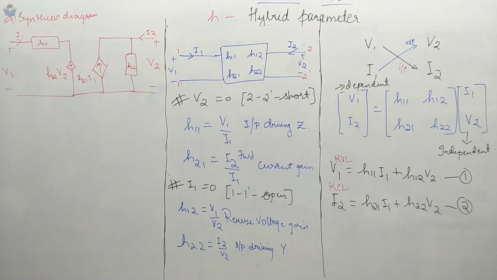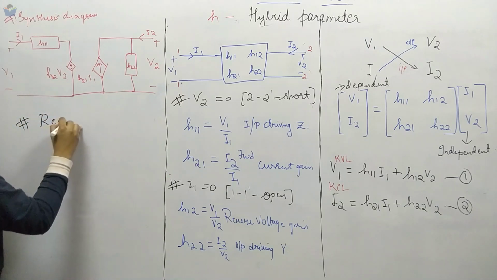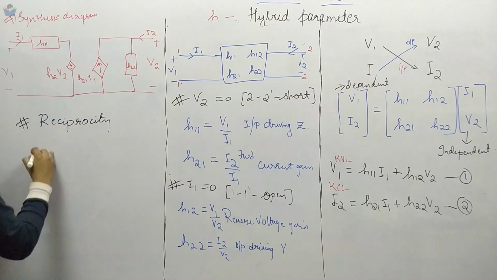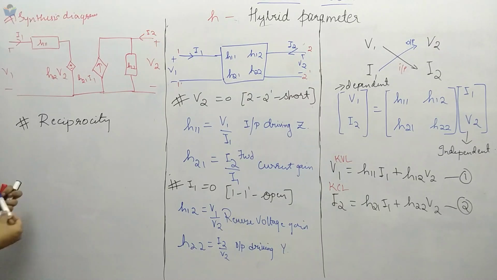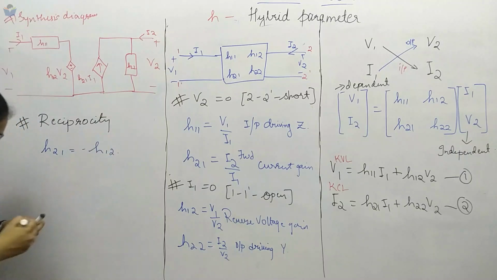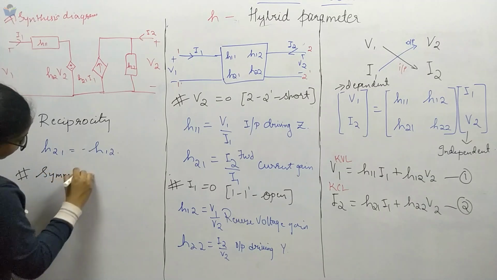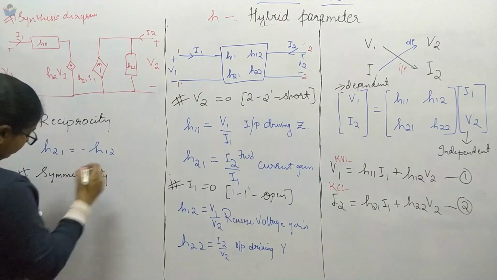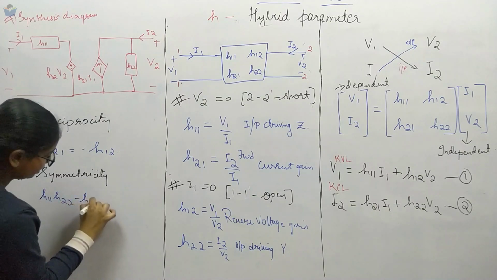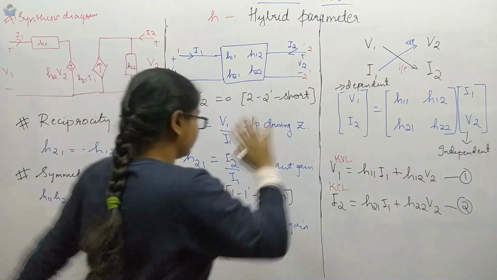Next, coming to the reciprocity. Okay, what does reciprocity say? Reciprocity and symmetricity are important from the GATE point of view. They will ask in a 1 mark objective question. So reciprocity says H21 equal to minus H12. Okay, coming to symmetricity for the H parameter, we will get H11 H22 minus H12 H21 equal to 1. So this is the symmetricity for the hybrid parameter.